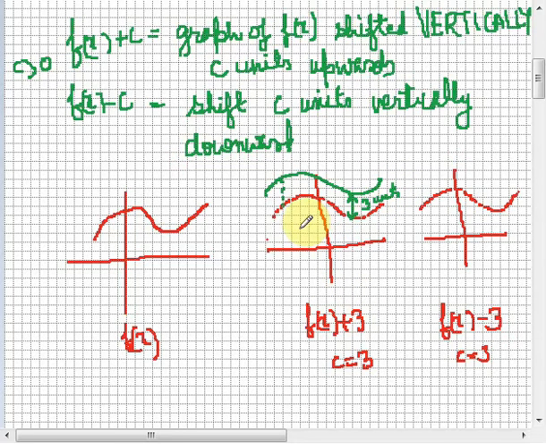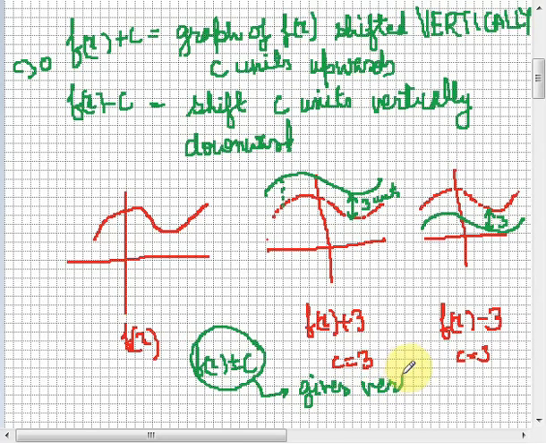That is, shift the whole graph by 3 units vertically. What is the graph of f(x) minus 3? Shift the graph 3 units downwards. This is 3. By this we can calculate the graph of f(x) plus or minus c, which gives a vertical shift to the graph.